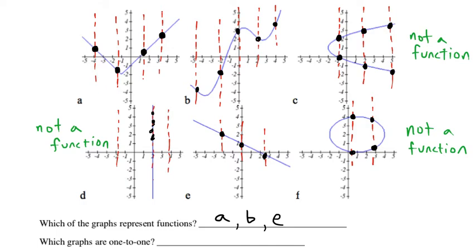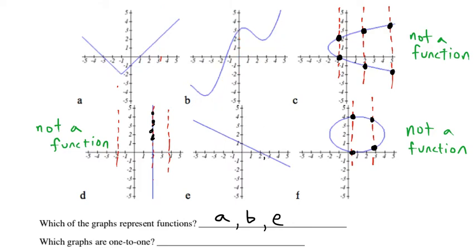Okay, now for the graphs that were functions, which of them would be one-to-one? Here we're going to use the horizontal line test. For the horizontal line test, draw a series of horizontal lines and then see how many times the horizontal line intersects the graph.